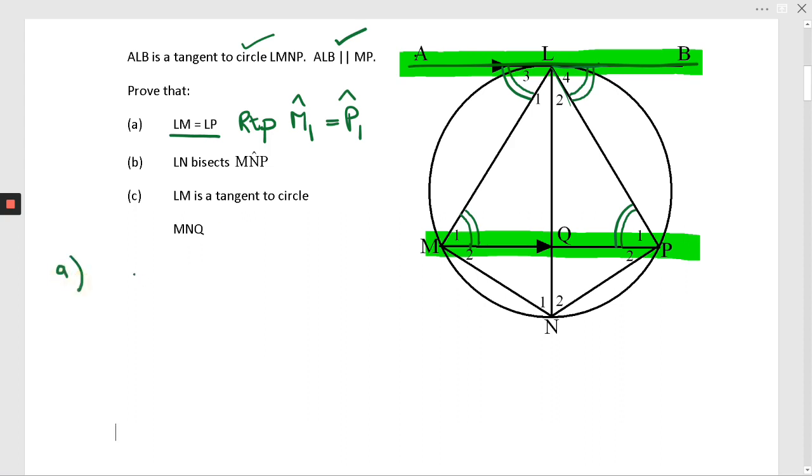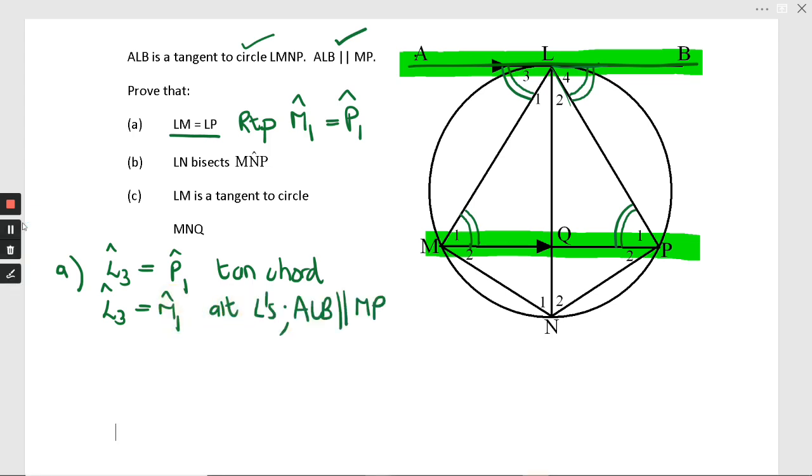Okay, so where did we start? We started with tan chord, and then we used the parallel lines, and then we put them all together. Okay, so I'm going to try and find the quickest way through here. I'm going to say, well, L3 equals P1, and that was tan chord. Then I'm going to say, but L3 is also equal to M1, and that's because of alternate angles. And then quite logically, if L3 equals both of those, they are clearly equal to each other.